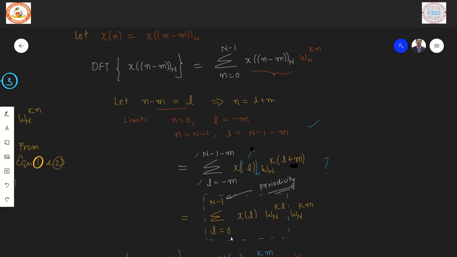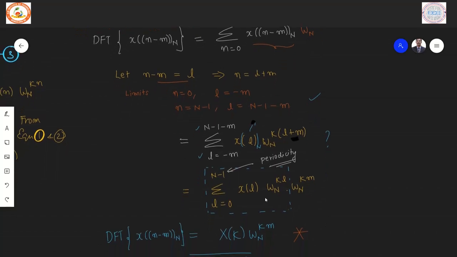So it's a periodic one, so it's good if you can consider the range from 0 to n minus 1. Now this can be simply called x of L, because we are guaranteed that the L value will be in the range 0 to n minus 1. The twiddle factor is split into two terms, Wn to the power of kl into Wn to the power of km.